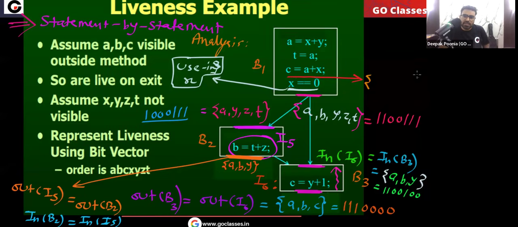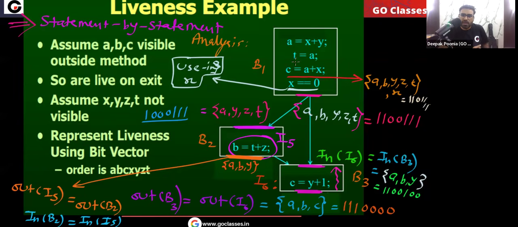So I can say that first you kill, but there is nothing to kill in this instruction. By this instruction, no variable will be killed. So simply you generate. So it will be A, B, Y, Z, T, and X. This is what it will become. And in terms of bit vector, what will this become? You can see the bit vector will be A, B, C, X, Y, Z, T. This is what the bit vector will become.